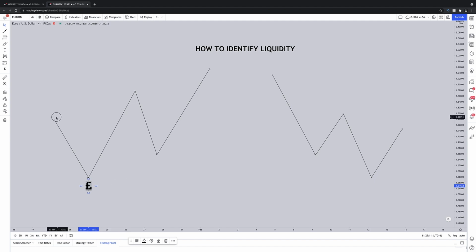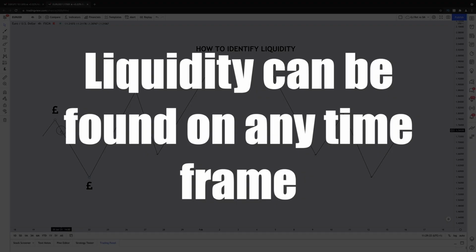And once again, the people who sold down, let's just say this was another high, they're going to have stop losses above here. So we're going to put a money sign up here too. There's money in these markets, on both sides of the markets. And this can be on any single time frame, the 1 minute time frame, the daily time frame, the monthly time frame. It doesn't really matter what time frame it's on.